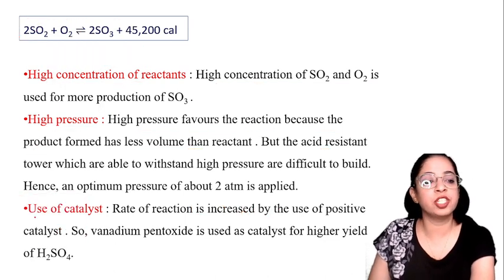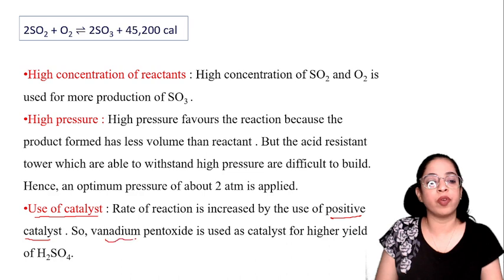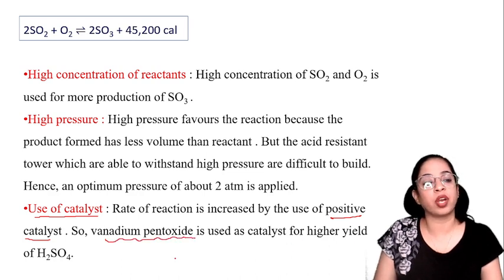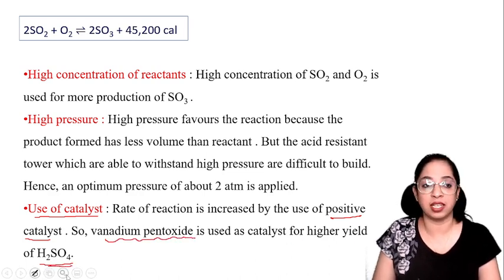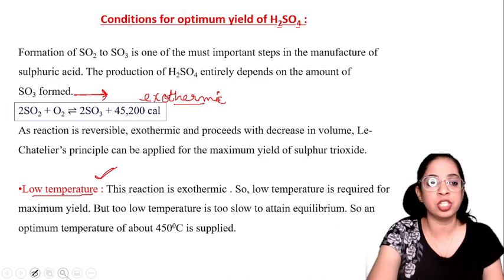The next condition is the use of a catalyst. So the rate of reaction is increased by the use of a positive catalyst. So we have used vanadium pentoxide as a catalyst for higher yield of sulfuric acid. So I hope you will remember the conditions. I'll just go back to the conditions.